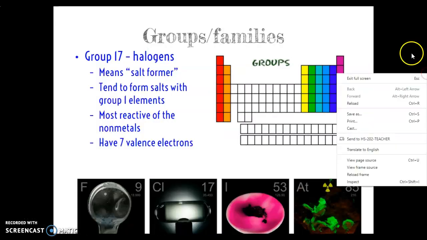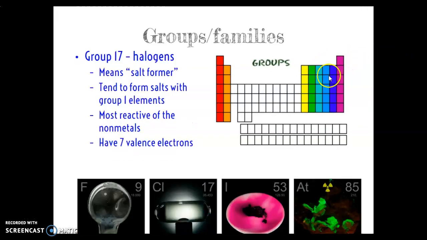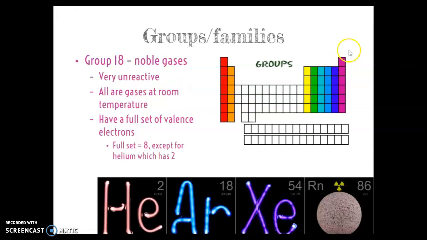Okay, then we're also going to look on the right-hand side of our periodic table. We have the halogens and the noble gases. Halogens are right here, column 17. That means salt former because they form salts with metals, right? They're the most reactive of the nonmetals, and they have 7 valence electrons. When you go to the last column on the right, you have the noble gases. They are very unreactive. They're all gases at room temperature, and they have a full set of valence electrons. That's what makes them unreactive, is that they have a full set of valence electrons.